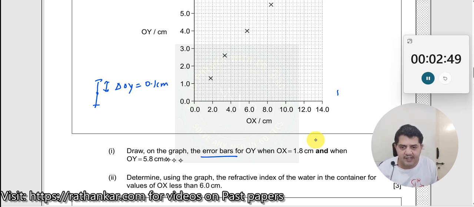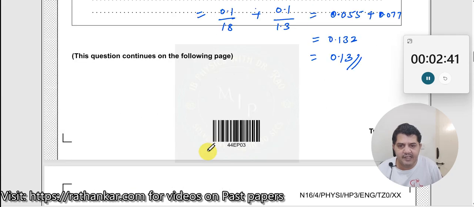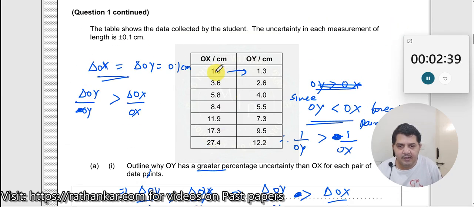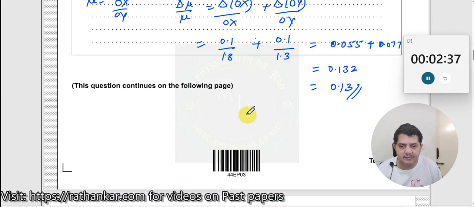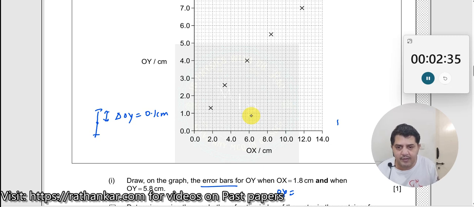Now, what is he asking? Draw error bars only for OY, not for anything else. When OX is equal to 1.8 centimeter, what is OY? Let us go back. The value of OY is 1.3. Now let us go back to the graph. When OX is equal to 1.8, it is somewhere over here. For this point, it should be 0.1 centimeter. You should draw the error bar.